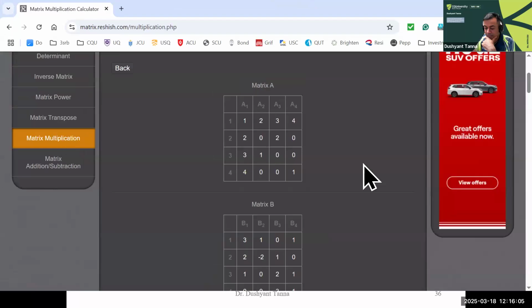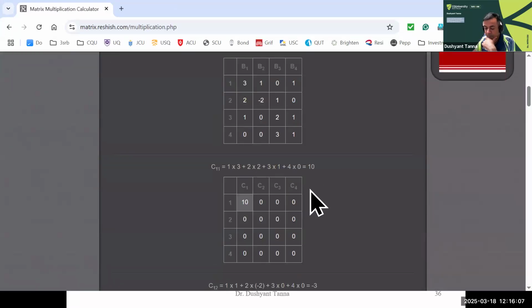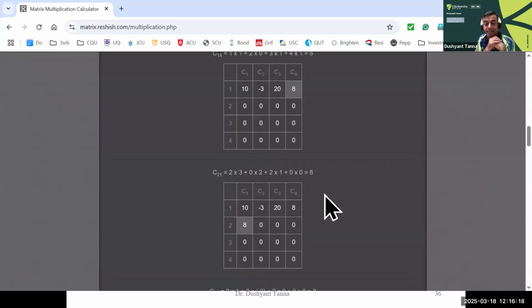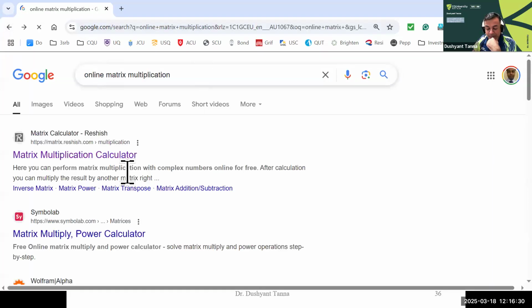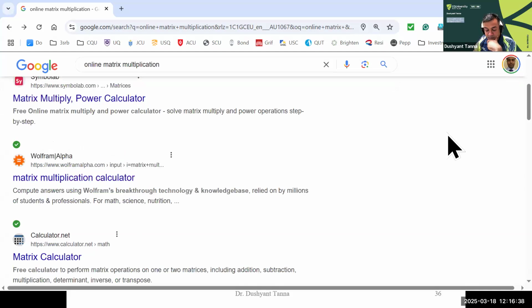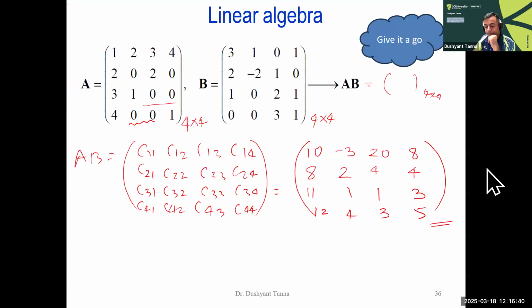It will do everything step by step. That's your matrix A, that's your matrix B, C11. First row with first column. So it tells you that's your first element. And then next, and then next. Same thing which I presented in the slides in today's session a while ago, the initial few slides, step by step. They'll do it for you. So how did I obtain it? Just go online, matrix multiplication, the first or second website, the one with the green tick. That's a safe website to visit without any viruses or anything. And that's it.